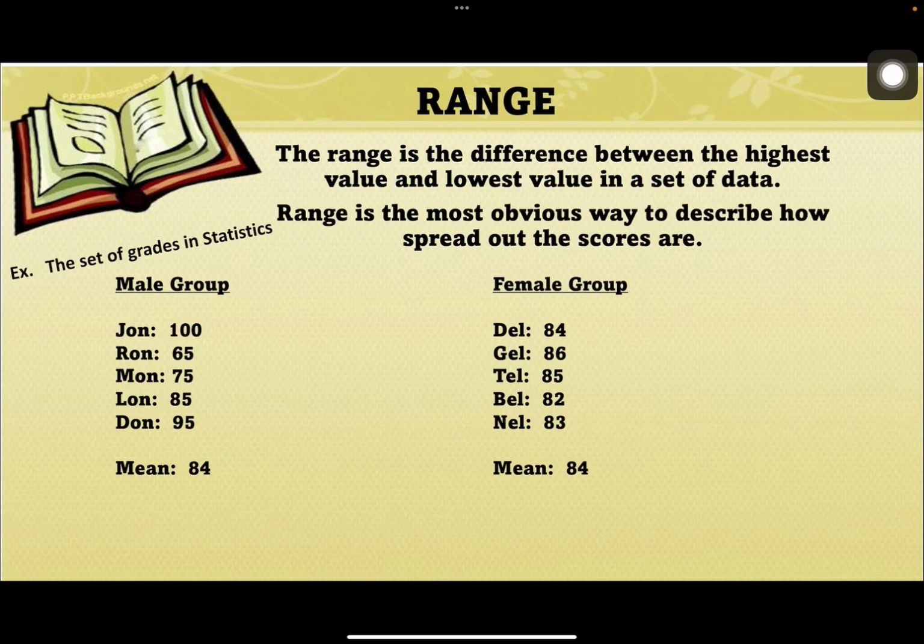If you look for the range of the male group, you get the highest grade, which is 100. Subtract from it 65, the grade of Ron. So 100 minus 65 is 35. While for the female group, the highest is 86 minus 82. Their difference is 4.